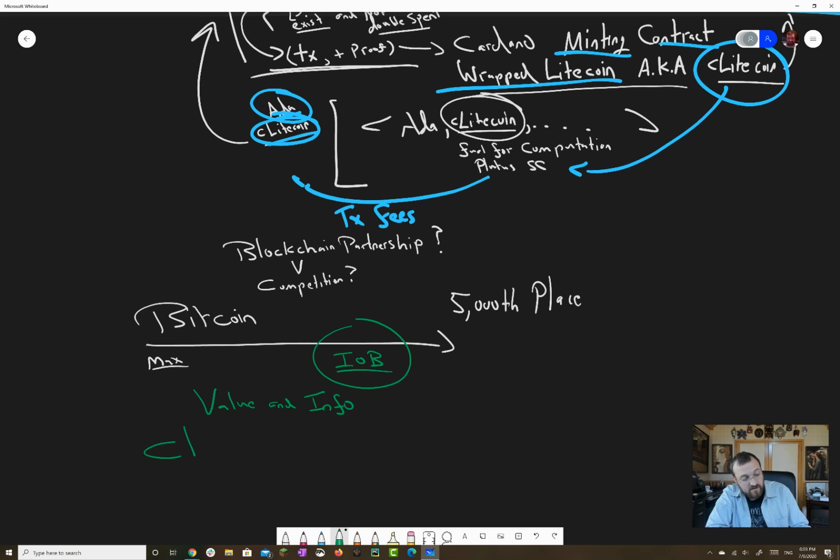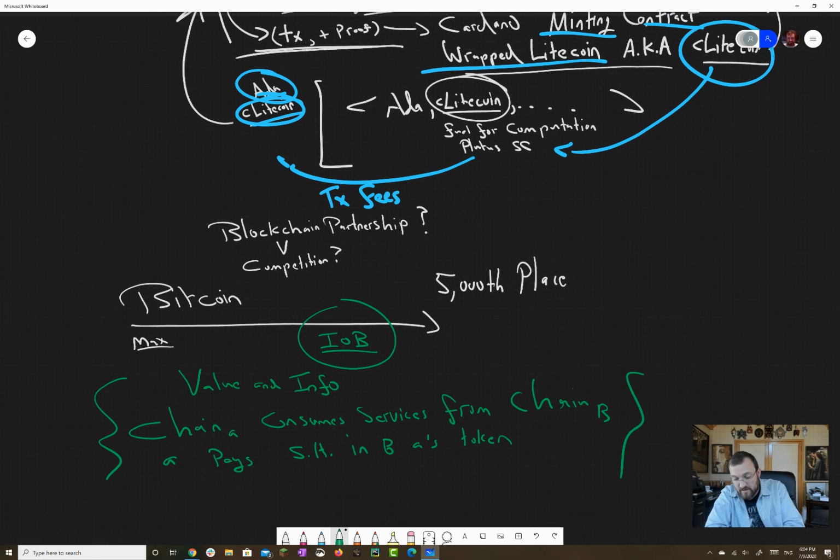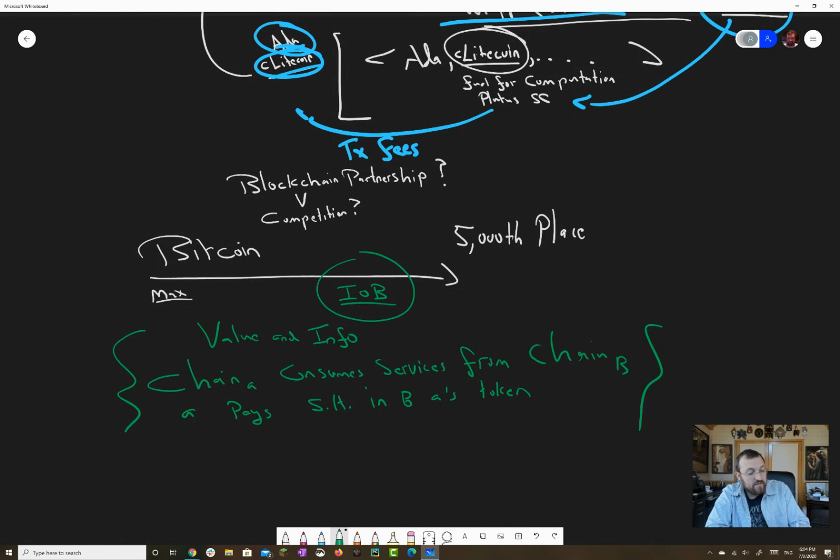So if chain A consumes services from chain B, A pays stakeholders in B A's token. And without loss of generality, vice versa. Okay, so this is the model that we are starting to move towards with the Cardano community.